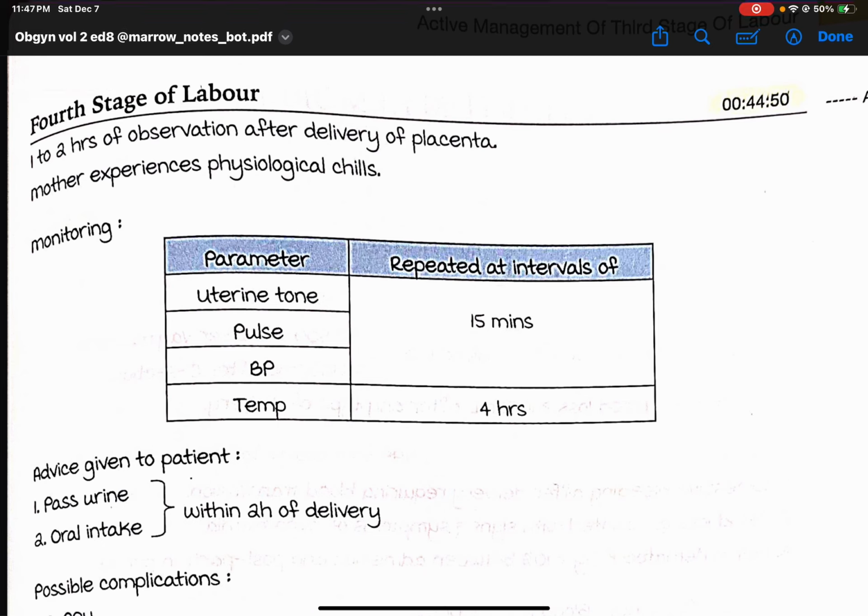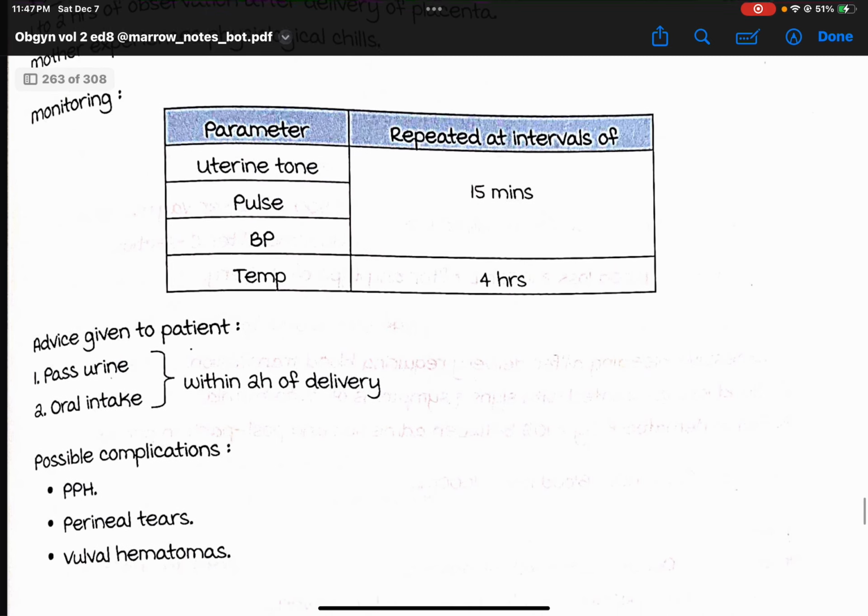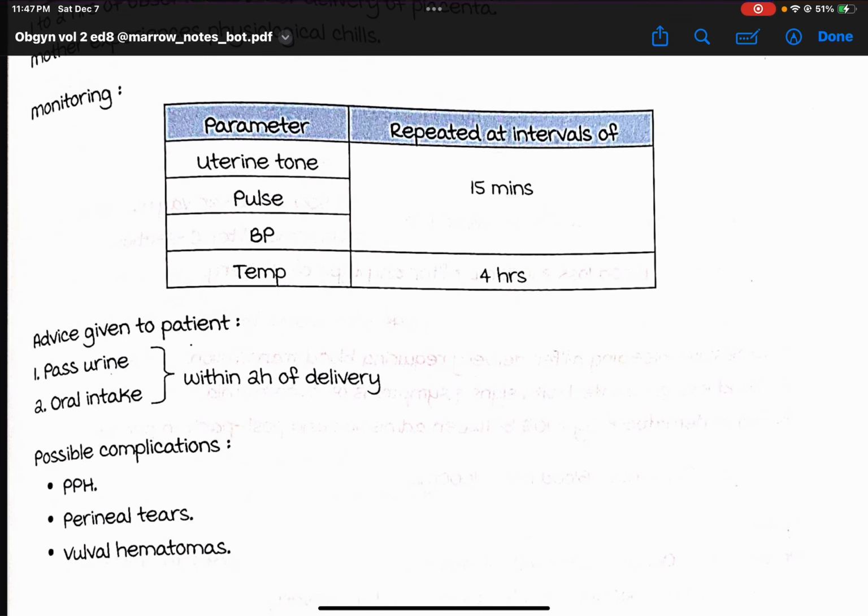Fourth stage of labor is the first 2 hours of observation after delivery of the placenta. The mother experiences physiological chills. Monitoring parameters: uterine tone, pulse and blood pressure are repeated every 15 minutes. Temperature is checked every 4 hours. Advice given to the patient: pass urine and take oral intake within 2 hours of delivery.